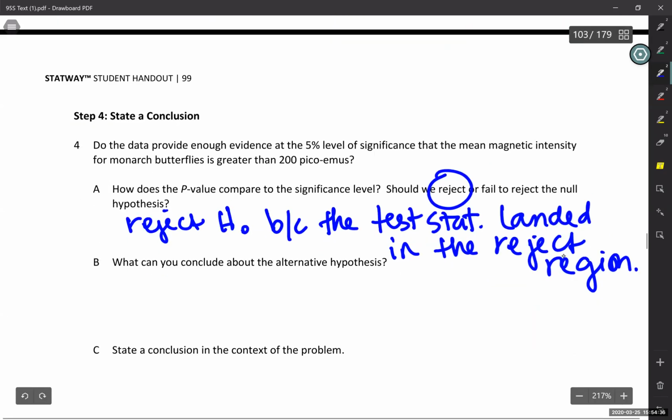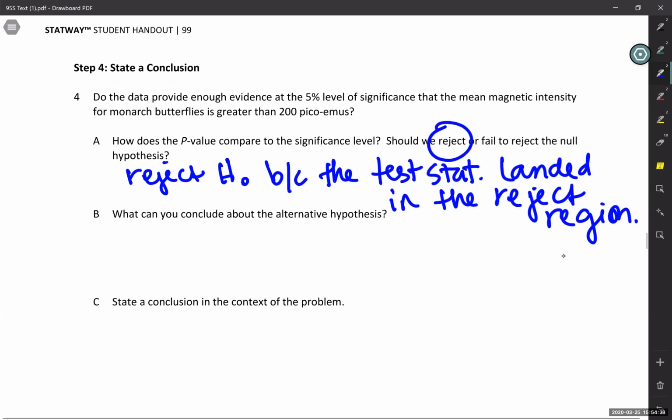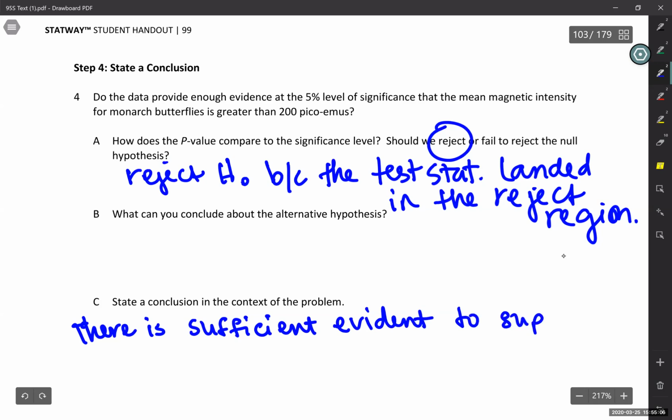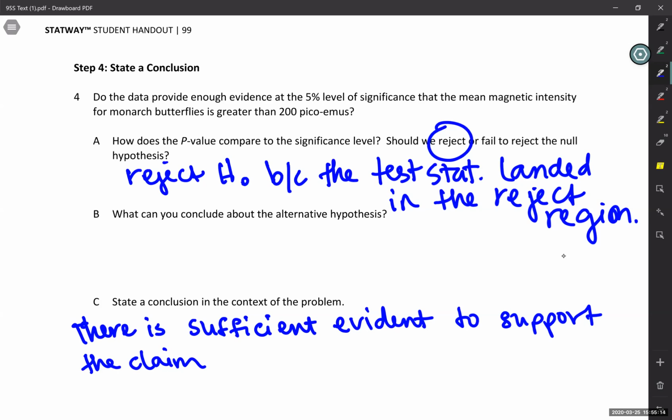And so what we want to do now is state a conclusion for this problem. And so what we're going to say is, there is sufficient evidence to support the claim. I skipped B, that's why I was pausing for a second, because I just realized I skipped B.